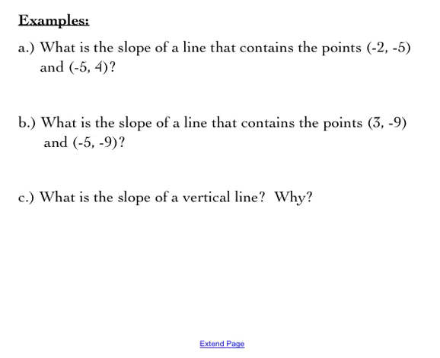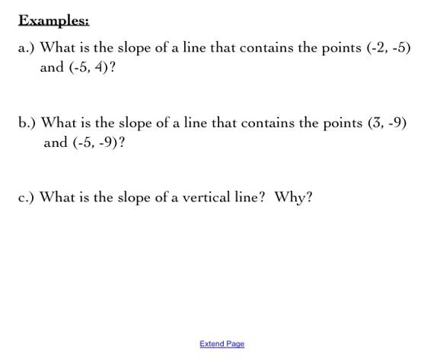So I'm going to start working on the questions. I encourage you to pause and at least do A, and then listen to my explanation, or at least jump ahead to the answers and then listen to my explanation if you need to. So I'm going to start on A. This is a pretty basic question, and you've probably been doing something like this for a while. What's the slope of a line that contains the points (-2, -5) and (-5, 4)?